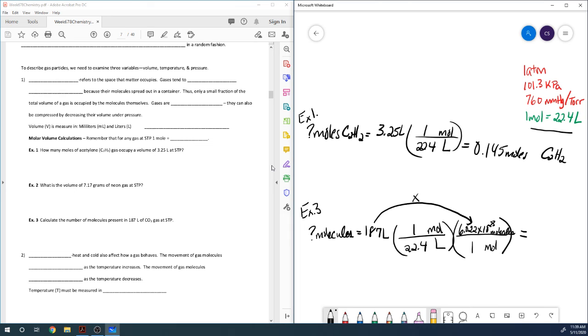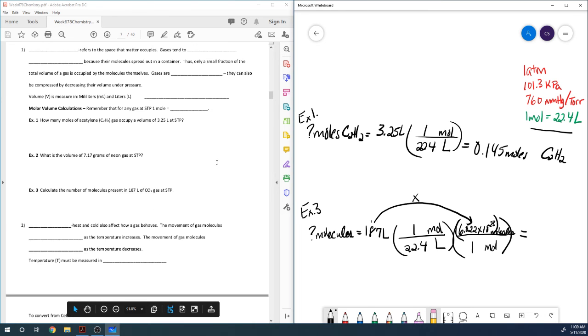So remember that whenever you put this in your calculator, whatever you're using, this goes in parentheses. That is a big deal. Otherwise, you'll get the question wrong. Okay. So 187 times 6.022 times 10 to the 23rd, all that divided by 22.4. That'll give you your answer.